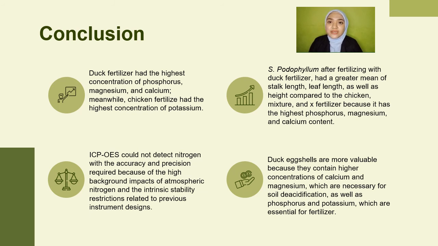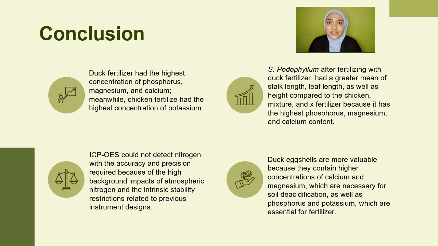According to the descriptive analysis, Syngonium phylum after fertilizing with duck fertilizer had a greater mean stalk length, leaf length, as well as height compared to the chicken, mixture, and eggs fertilizer because it has the highest phosphorus, magnesium, and calcium content. Thus, micronutrient availability such as phosphorus, potassium, magnesium, and calcium is required to produce and accumulate secondary substances in various plant metabolic pathways for proper plant growth and development.